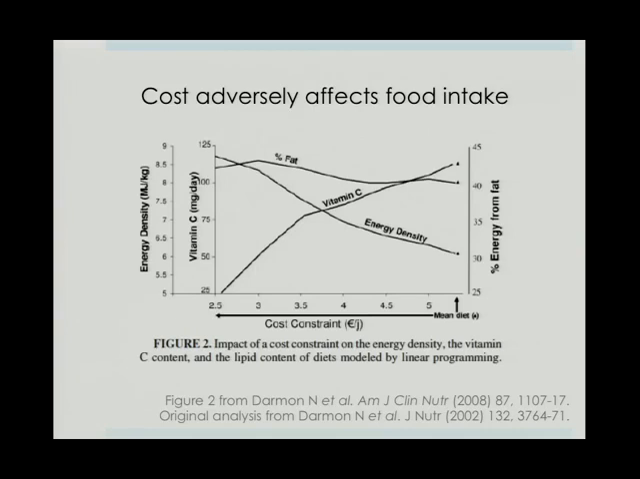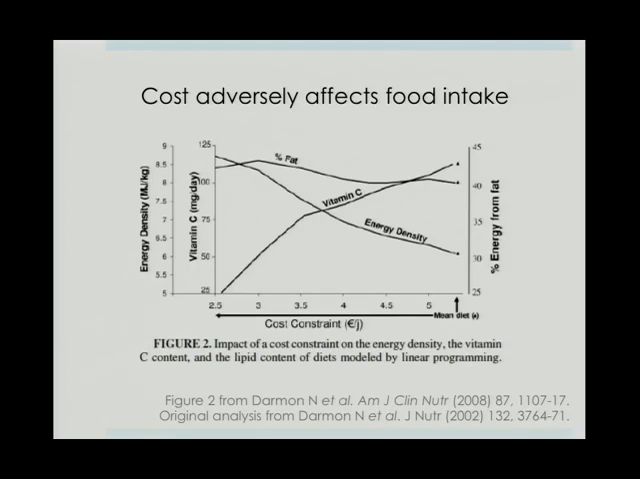Then they quantified using a food composition database how each lower cost diet would affect energy density, percent energy from fat, and vitamin C content. So as you can see from the three curves, as you reduce the total budget, the percent energy from fat stays pretty constant, but the energy density increases substantially and the amount of vitamin C decreases substantially, for each of the diets depending on the total cost.